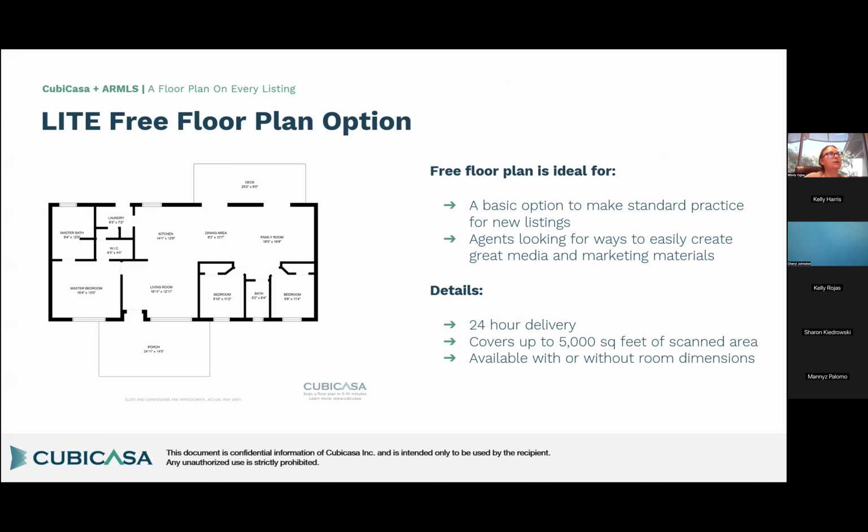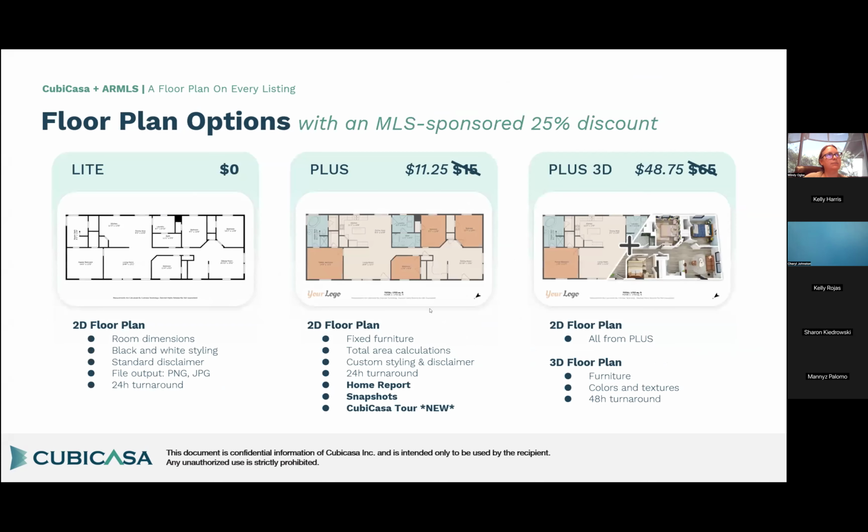So let's say you're like, well, light is awesome, but I want something different. So there are 3 different floor plans that you can get and request with CubiCasa. These show the most popular ones. Light is obviously the most popular one and the one that ARMLS pays for. Plus, we'll include furniture fixtures.